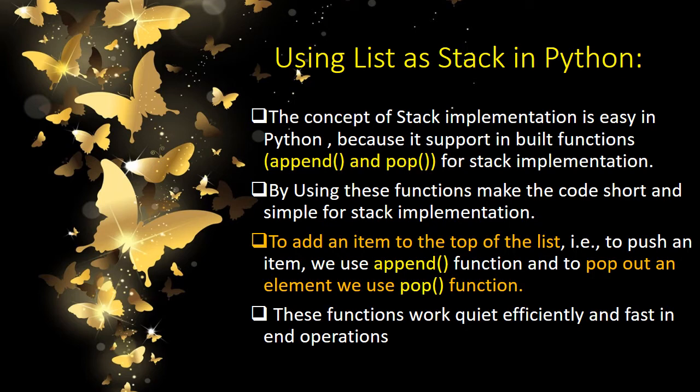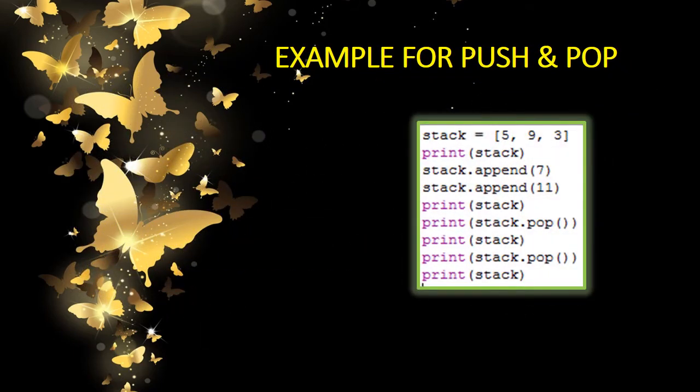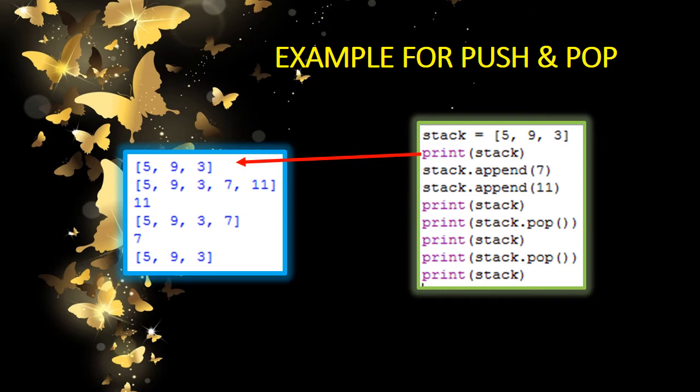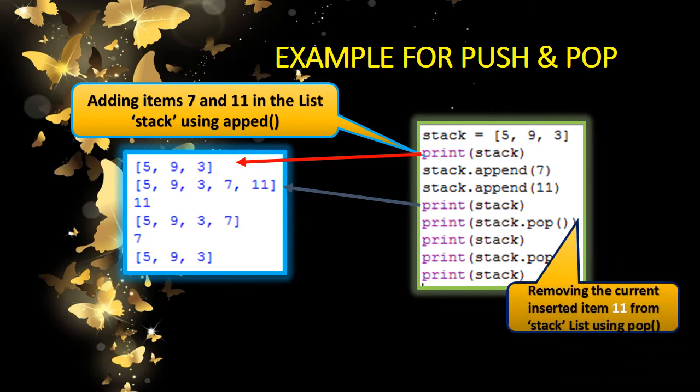It is very efficient and fast, so we can easily add an item into the stack and remove an item from the stack. Example for push and pop: the stack list is 5, 9 and 3. First we print it, and next we append 7, which is added at the end, and 11 is also added. Next we pop an element. See here, 11 is removed. So the stack is printed without 11.